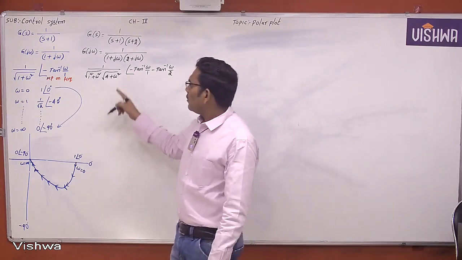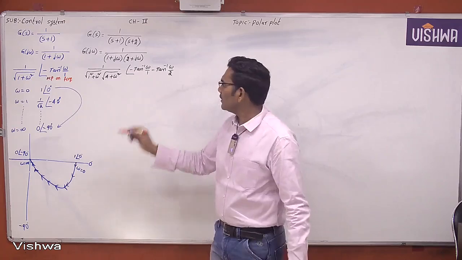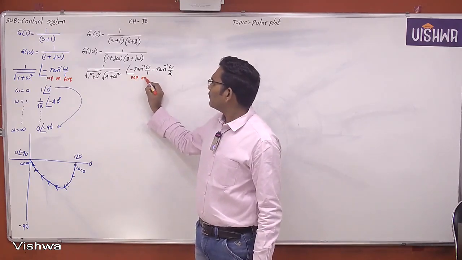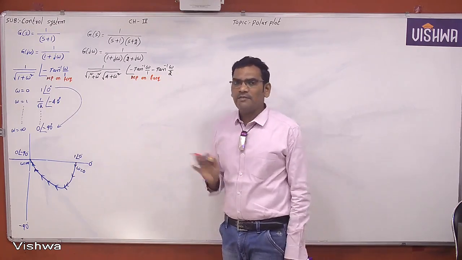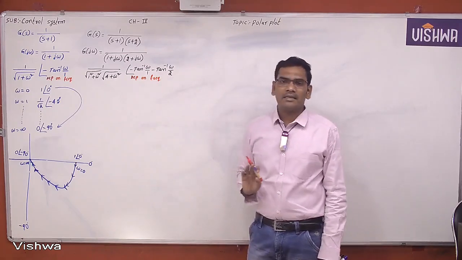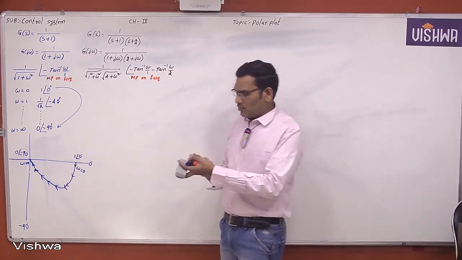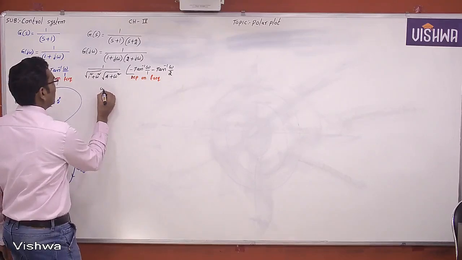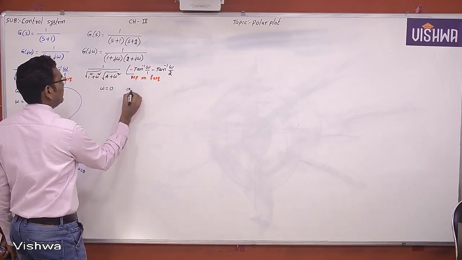Now, as the phase angle completely depends upon frequency, the polar plot is definitely not a straight line. Phase angle completely depends upon frequency. Therefore, the polar plot is not a straight line. Therefore, now you should take omega equal to 0 and omega equal to infinity.